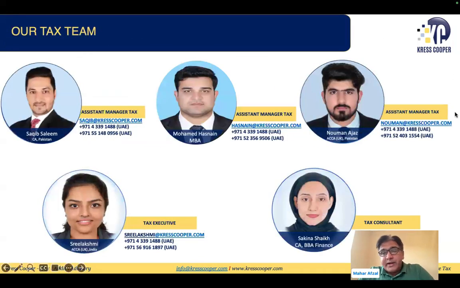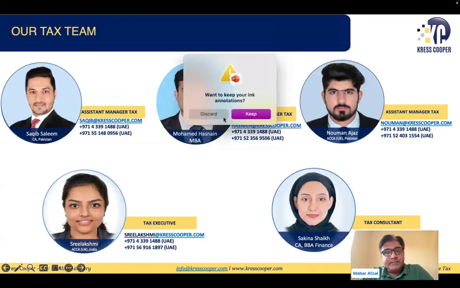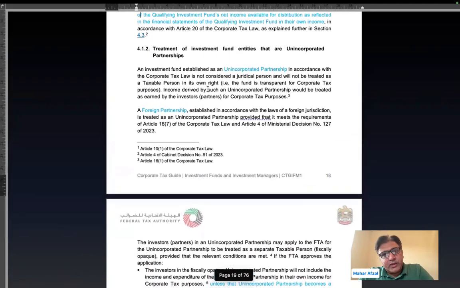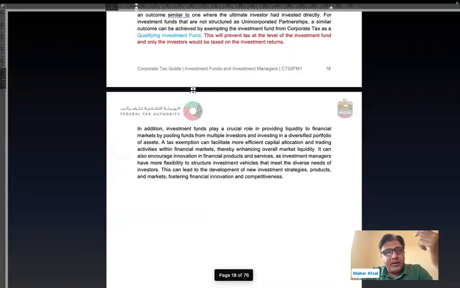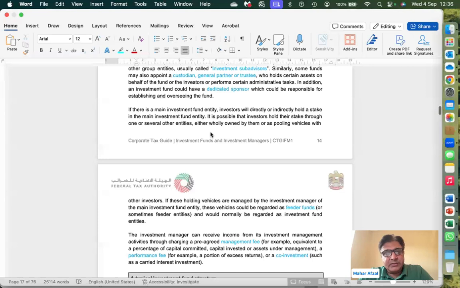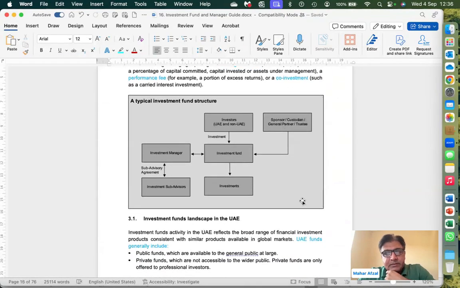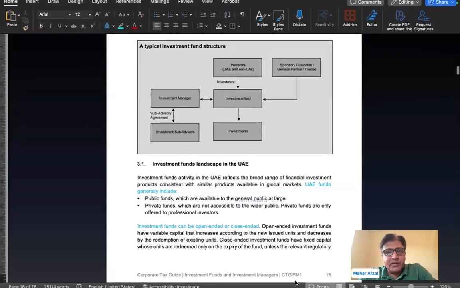So we will go through the guide quickly. There are so many things to discuss in the guide as well. We'll go straight to the illustrations directly in the guide, and we'll not be going further into detail. We'll be going through the illustrations and examples given in the guide. This is the structure, which I think we have discussed earlier as well.